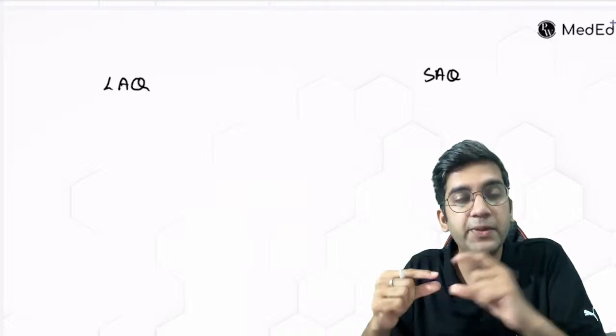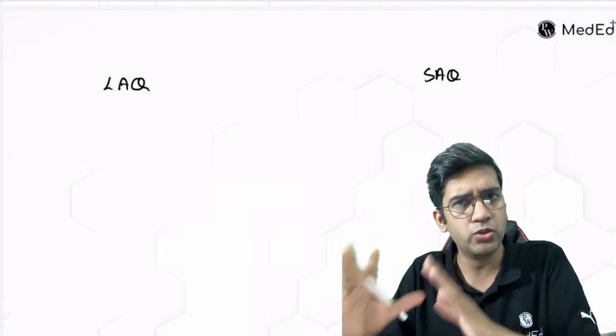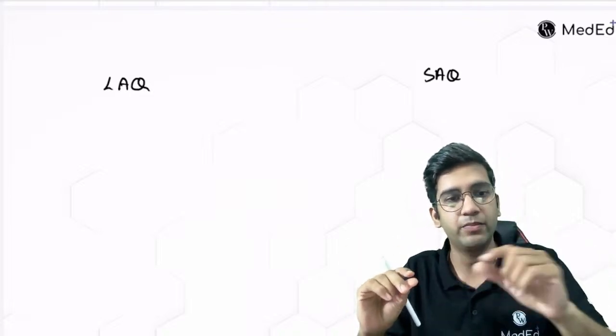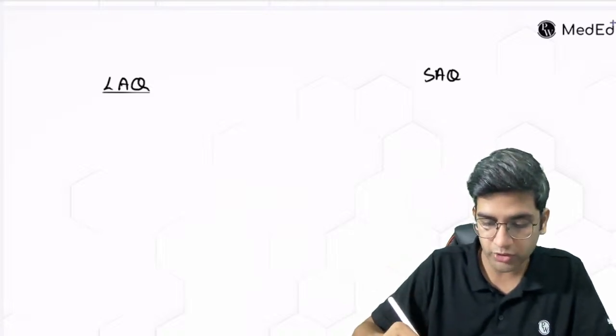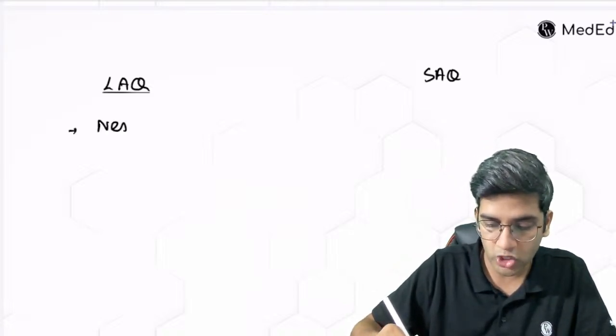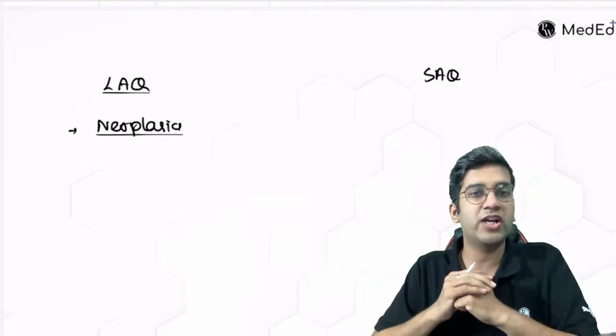It's very easy to create a clinical scenario, because most of the long answer questions in your pathology exams will have a stem, like a 15-year-old person came with so and so history. So there's a very likely possibility that neoplasia chapter long answer questions can come in an exam. Fine. So what are the possible long answers that can come?